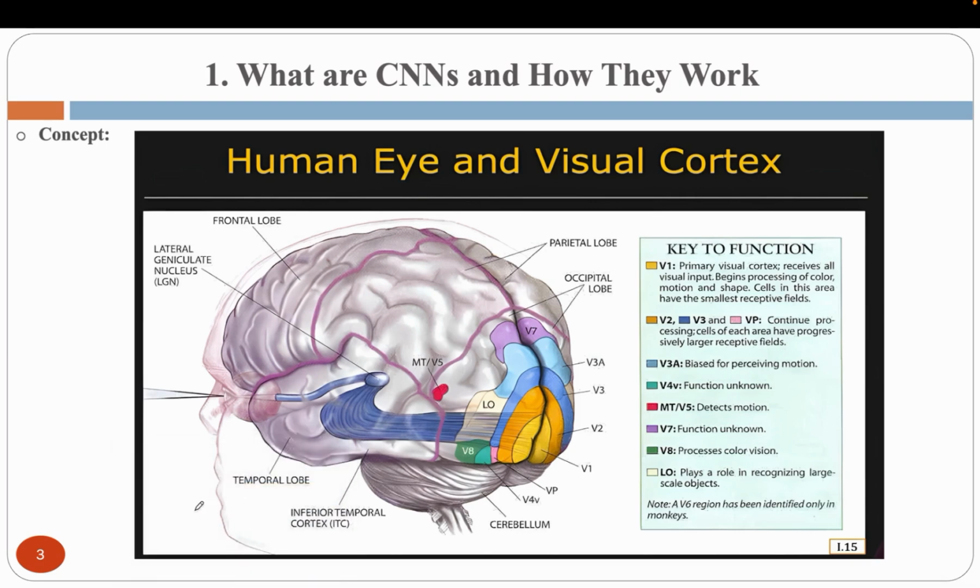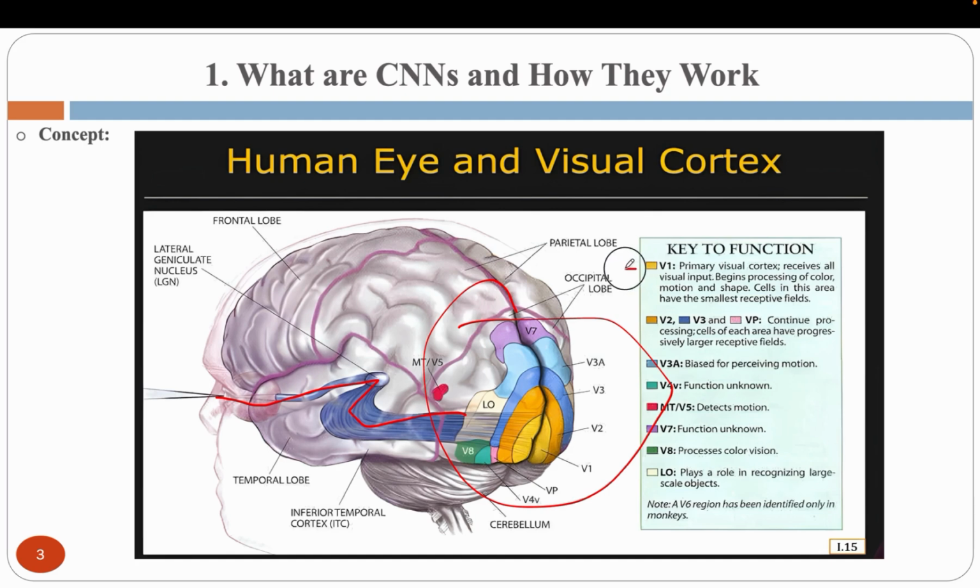To understand how a convolutional neural network works, we first need to look at how the human brain processes visual information. As we know, the light passes through the eye and goes to the backside of the brain, which plays a crucial role in recognizing object detection, motion, and perceiving colors. So CNNs are inspired by the biological system.